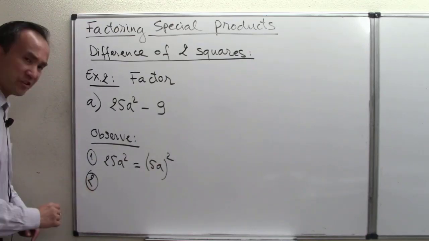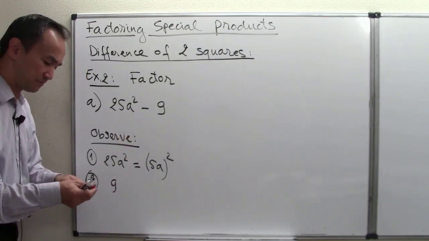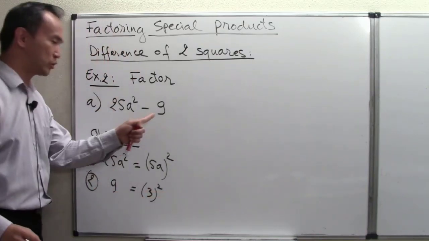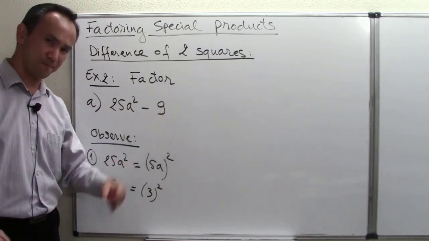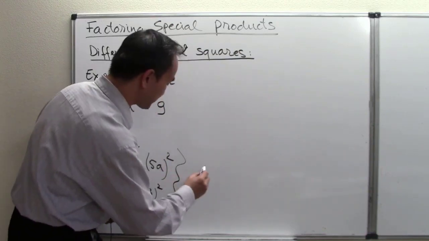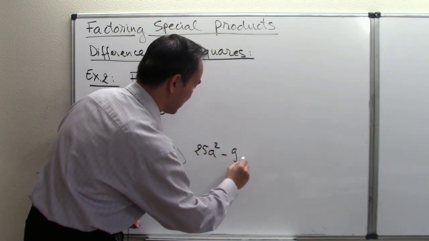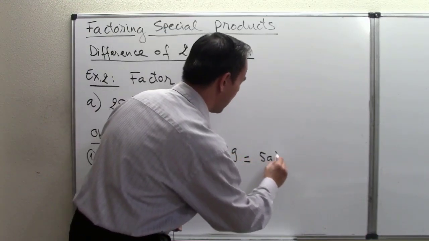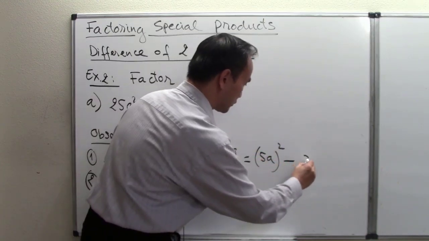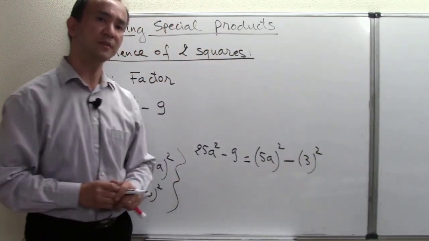The next observation I can see, the 9, the last term in our quadratic expression, can be understood as 3 all squared. So the point is to recognize each of our terms as a perfect square. All right, and now that we have realized this, 25a squared minus 9 can be written as 5a all squared. So there's one perfect square, there's a difference, and then the 9 here is 3 all squared. And so now we clearly display the difference of two squares.